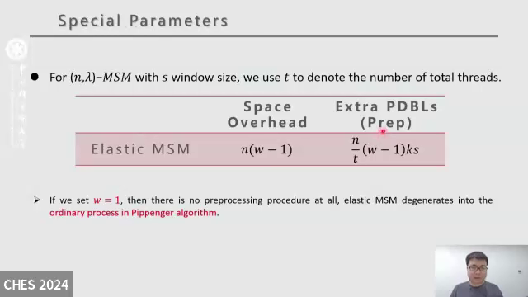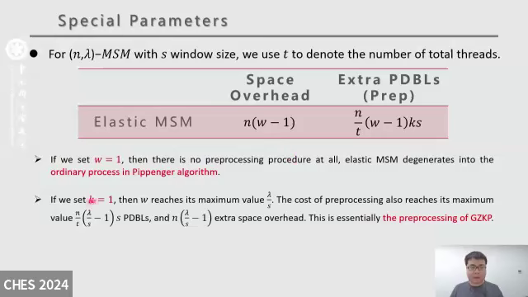Okay, let's see some special parameters. If we set W equals 1, then there is no preprocessing at all, and the elastic MSM degenerates into the ordinary process in the Pippenger algorithm. And if we set K equals 1, then W reaches its maximum value. This is essentially the preprocessing of GZKP.